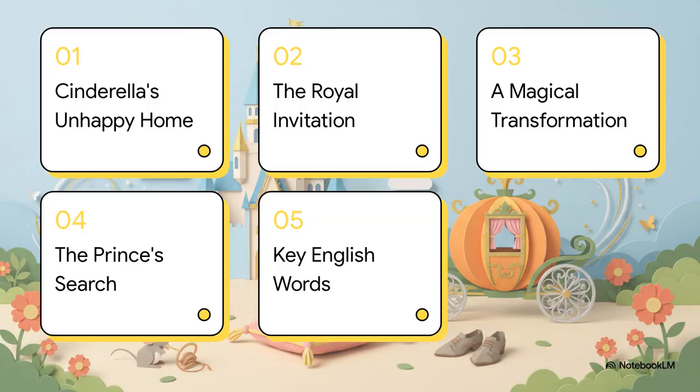All right, here's our game plan. We'll start with Cinderella's unhappy home. Then we'll see what happens with a royal invitation and a magical transformation. After that, we'll follow the prince's search. And to wrap it all up, we'll review 5 key English words from the story. Sound good? Let's start with part 1.